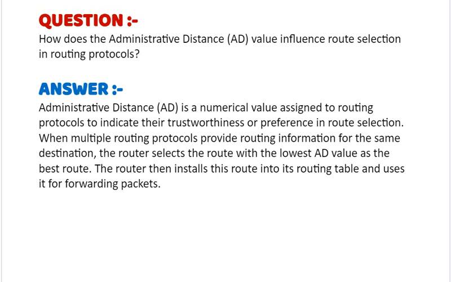When multiple routing protocols provide routing information for the same destination, the router selects the route with the lowest AD value as the best route. The router then installs this route into its routing table and uses it for forwarding packets.